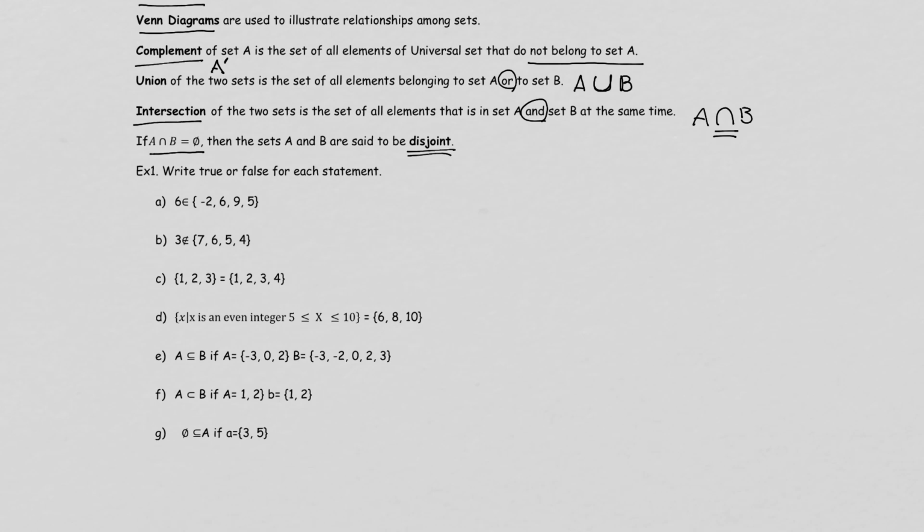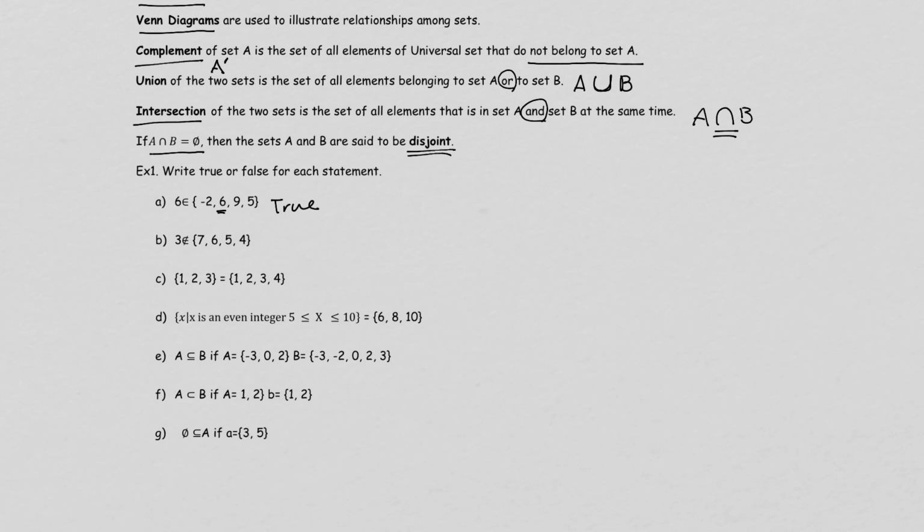Looking at example 1, this example is going to make sure you understand those definitions. The first one is asking if 6 is an element of this set. So what they're asking is whether this given set carries 6. I see you have 6 right there, so that's going to be a true statement. Yes, 6 is part of that set because you see that 6 right there.